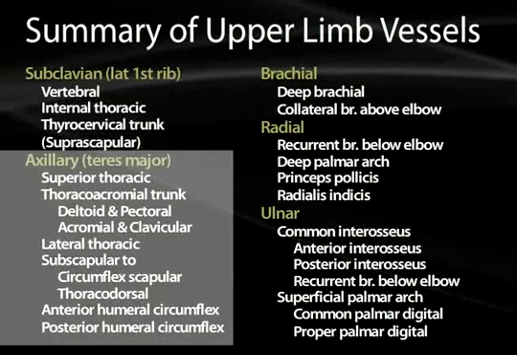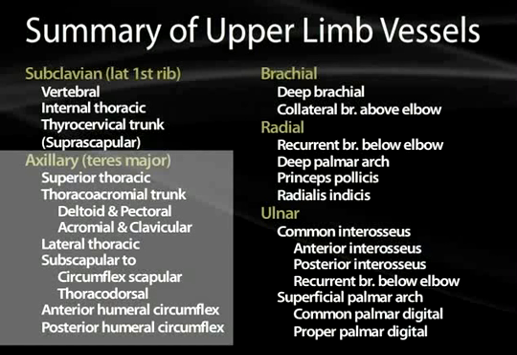The axillary, which ends at the inferior edge of teres major, has a superior thoracic, a thoracoacromial trunk, which has a deltoid and pectoral, acromial, and clavicular, which is 2 muscular and 2 bony branches. The lateral thoracic, which ascends the lateral side of the thoracic wall on top of serratus anterior.